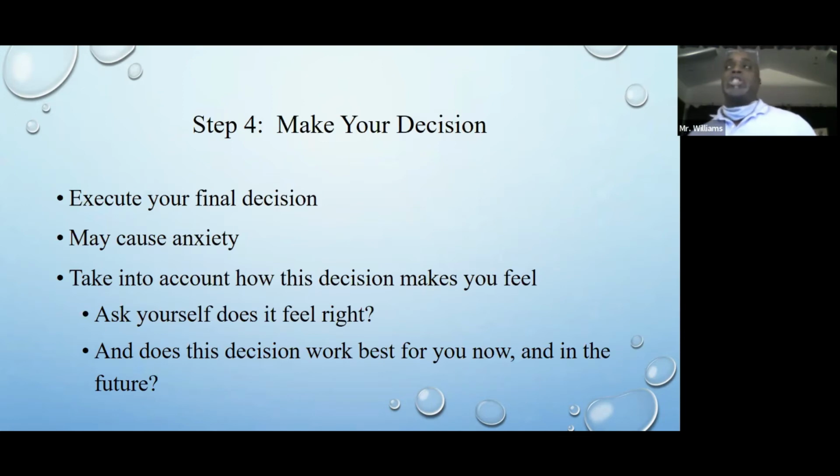You should also take into account how this decision makes you feel. Ask yourself that. How do I feel? Do I feel good about this? Do I not feel so good about this? Does this decision really work best now? And will it be okay in the future?